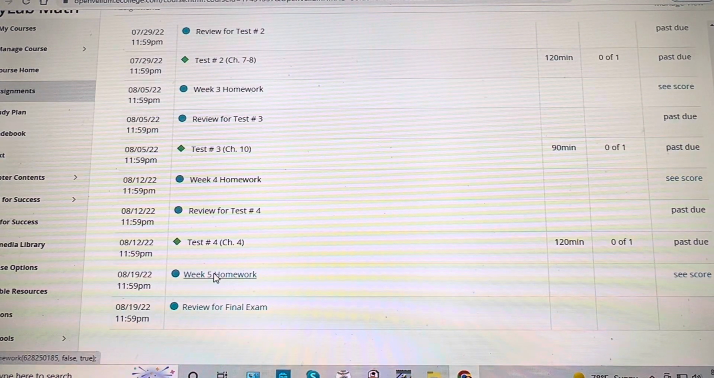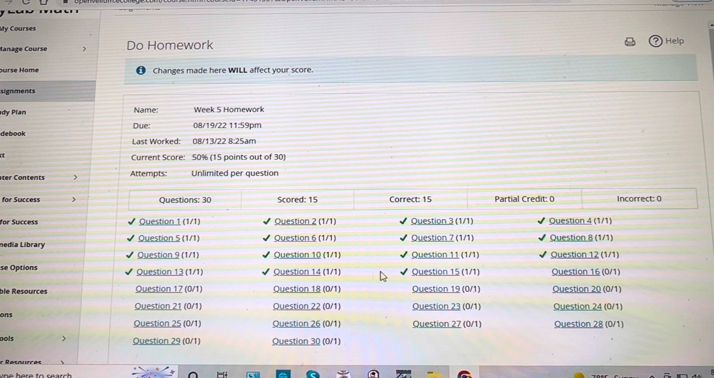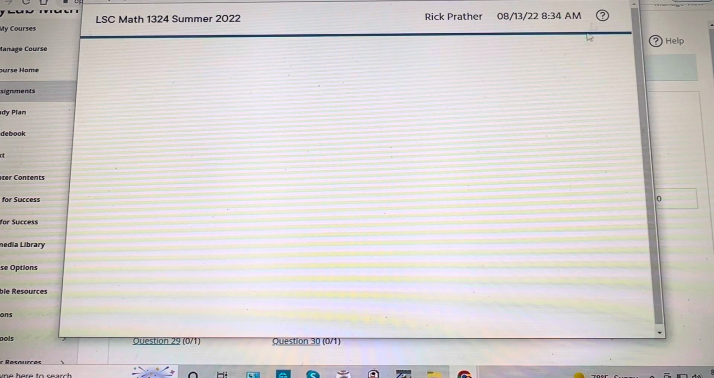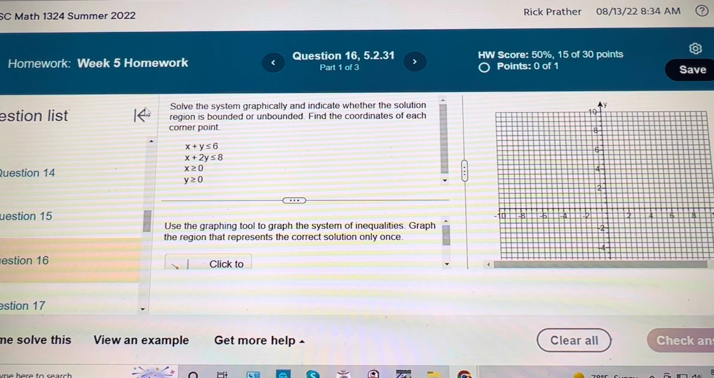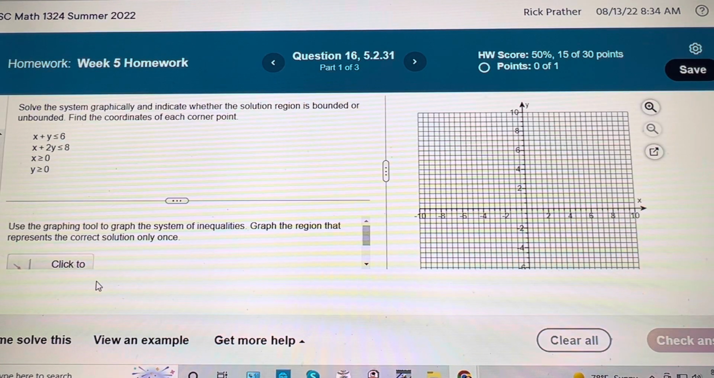Okay, so week 5 homework. Yesterday we did 1 through 15. Today we'll pick up with 16. 16 through 19 are similar to the last couple we did last time, and then 20 puts all this together. So we're solving a system graphically and indicating the solution region is bounded or unbounded. Find the coordinates of each corner point.